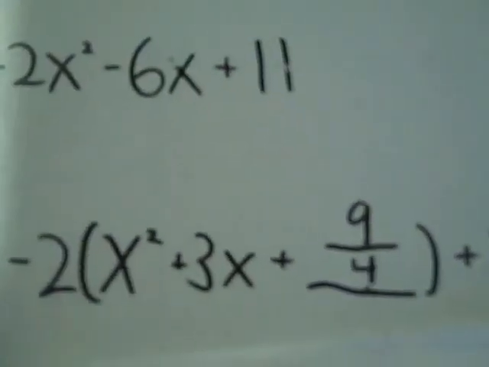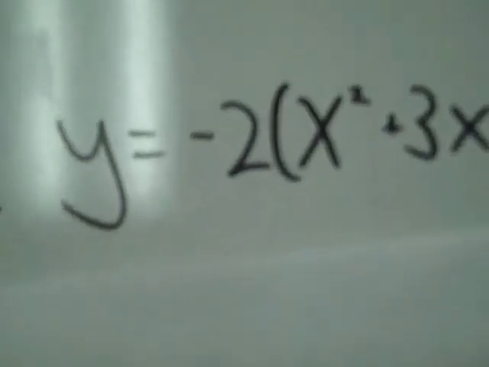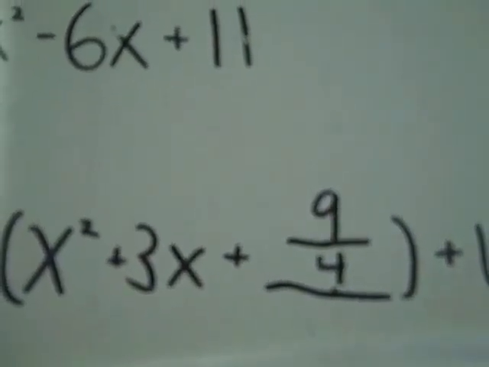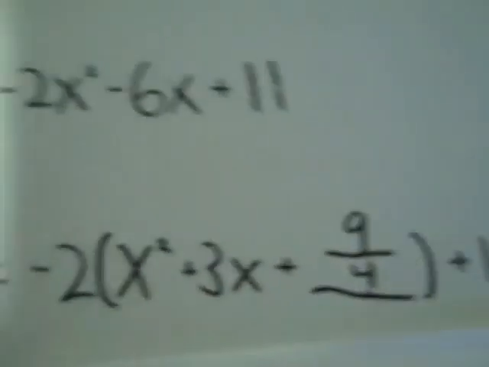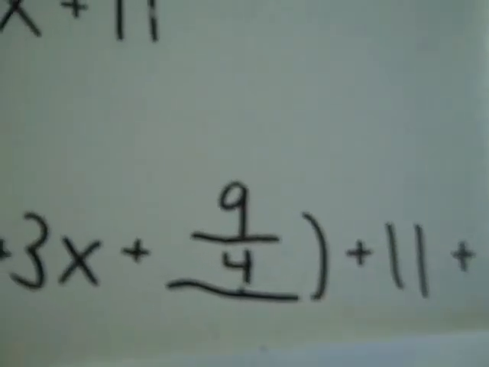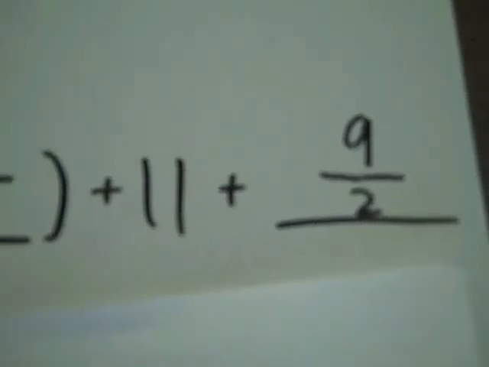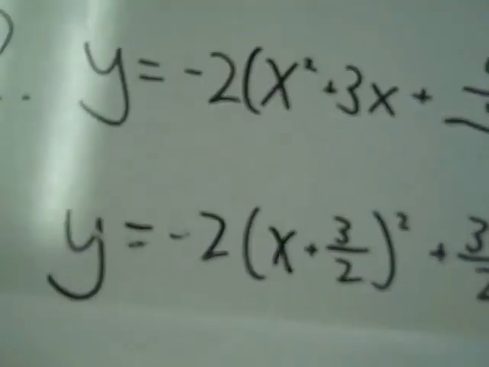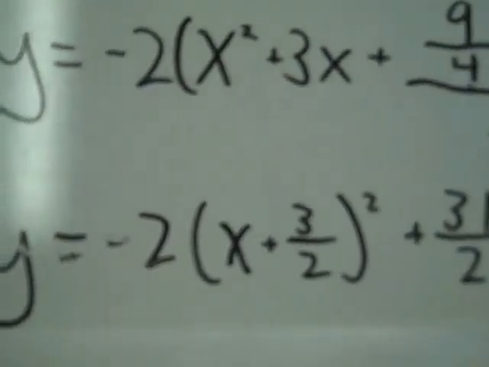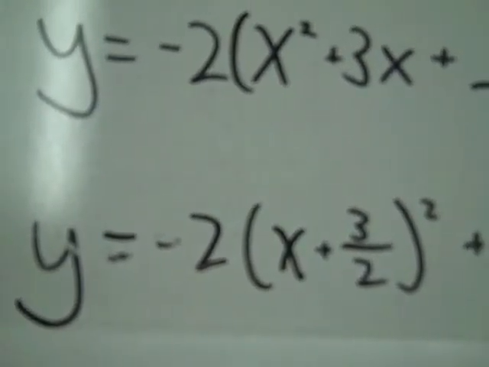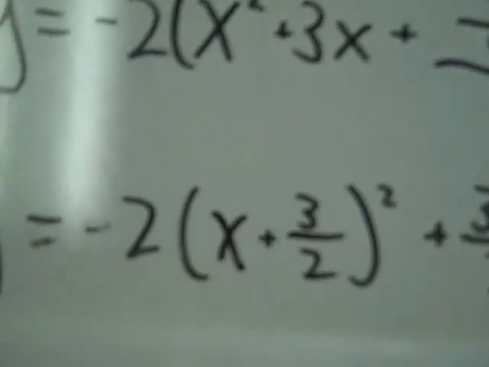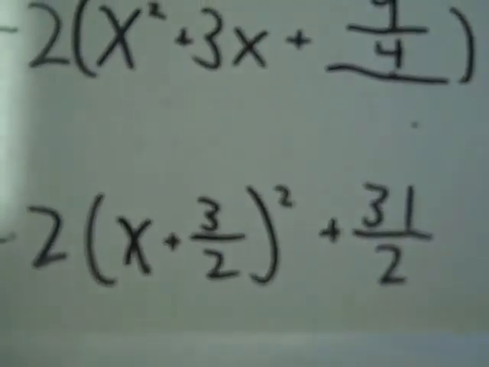And then you take negative 2 times 9/4, and you subtract that out here, but you're subtracting negative 9/2, which is really adding 9/2, so it's just plus 9/2. And then when you factor that out, it gets to y equals negative 2 times x plus 3/2 squared plus 31/2.